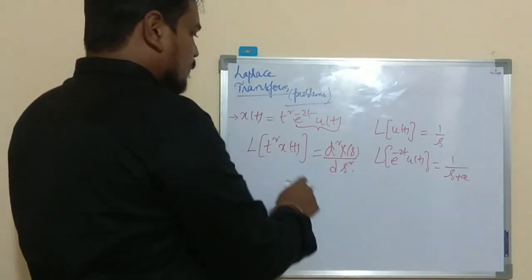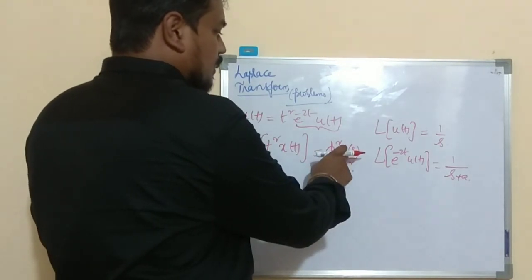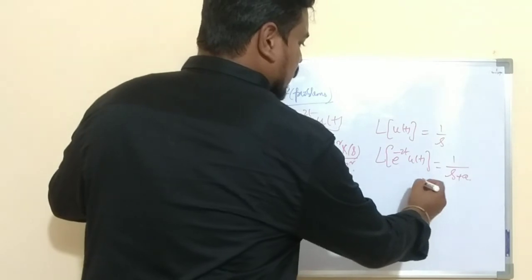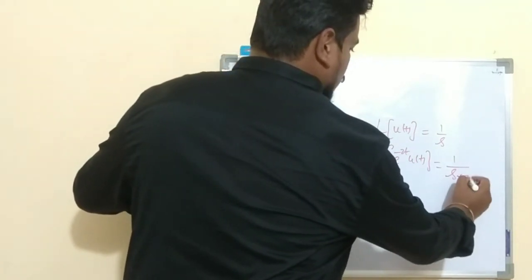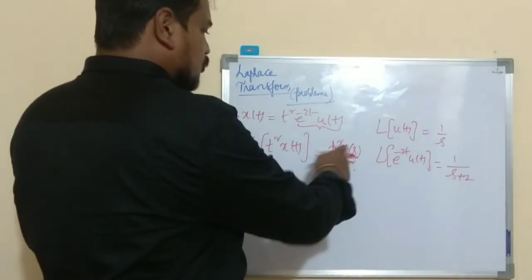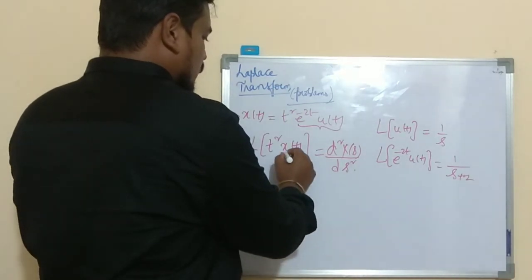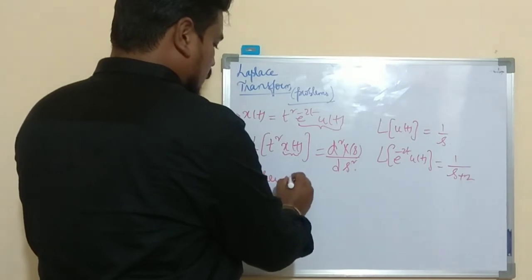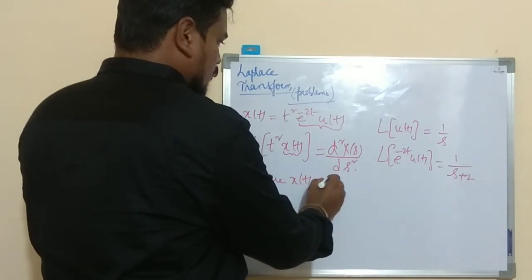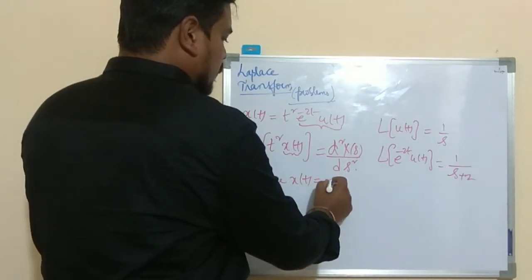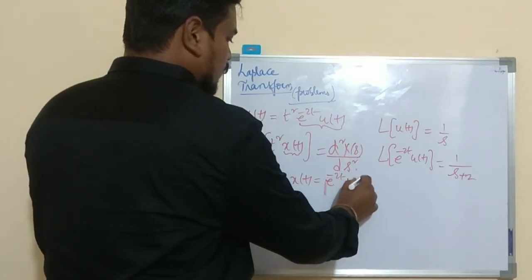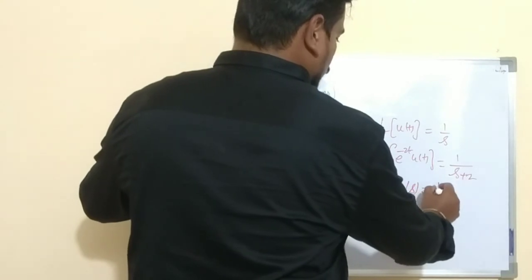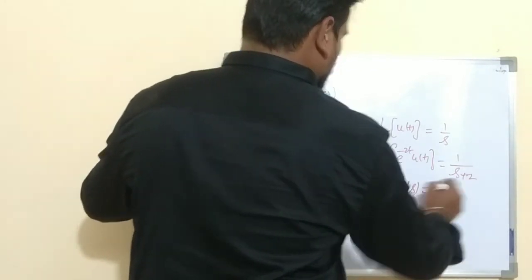Okay, so for that you already have X(s) as 1 by s plus a. Here, what is a? a is equal to 2, right? So you can directly substitute that here. So that becomes X(s), where x(t) is equal to e power minus 2t into u(t). That implies X(s) is equal to 1 by s plus 2.